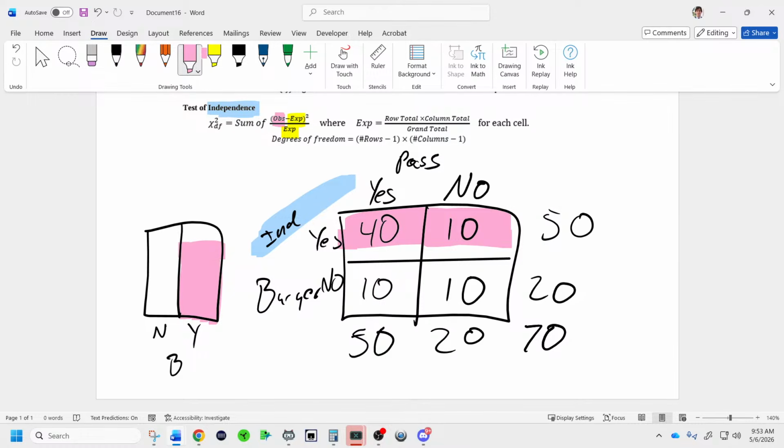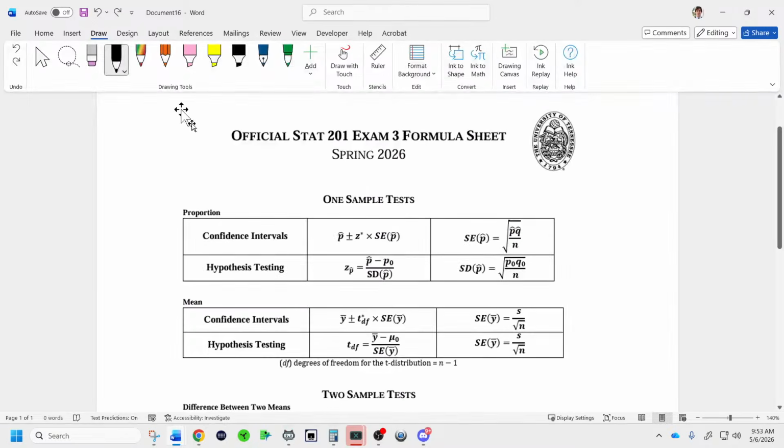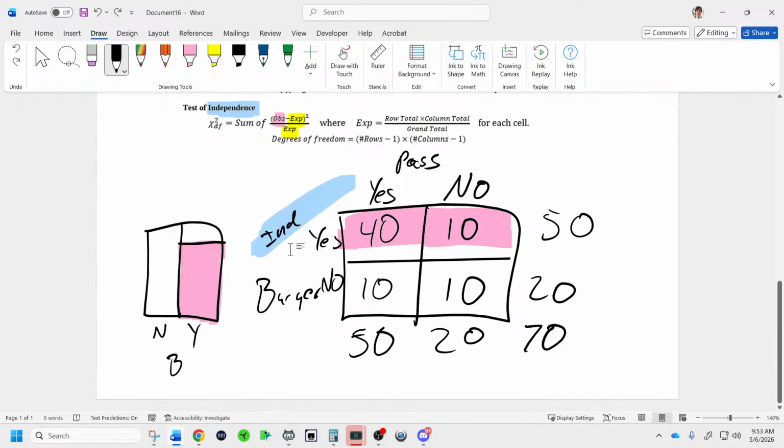Does that make sense? 80% of the students who ate burgers passed, versus the students who did not eat burgers, where only half of them passed. So half the students who did not eat burgers passed versus 80% who ate burgers passed. And we're trying to ask, is this a big enough difference to say there is an association? So we have to find the expected counts.